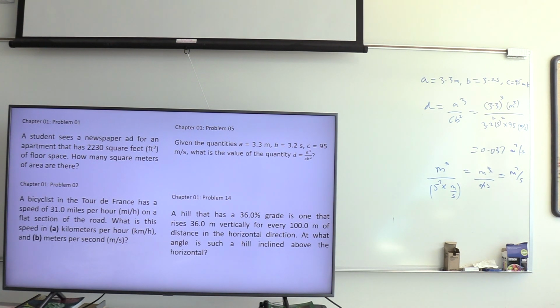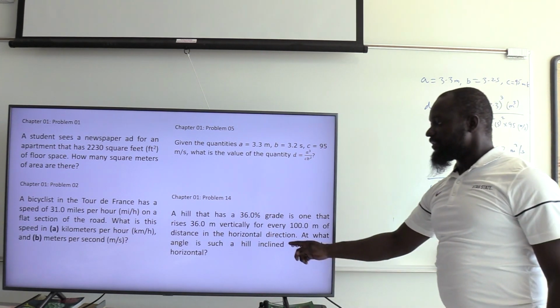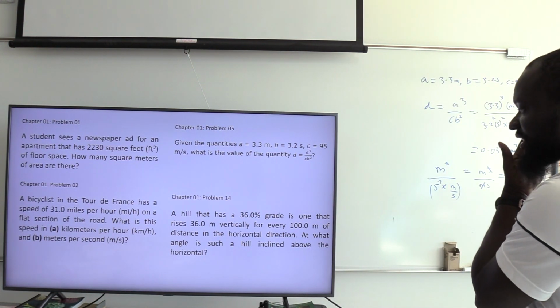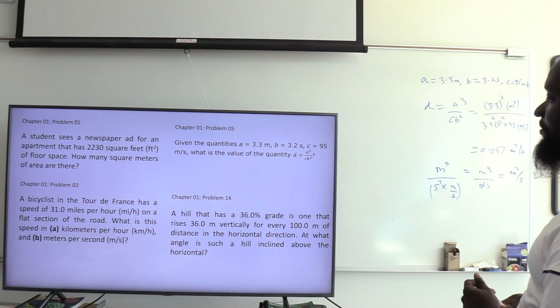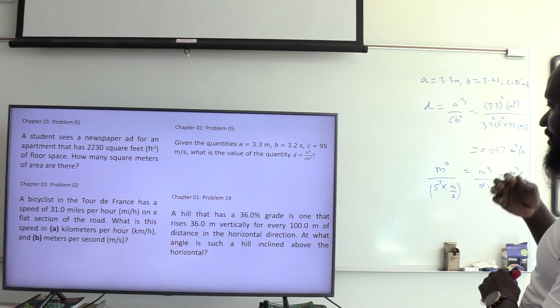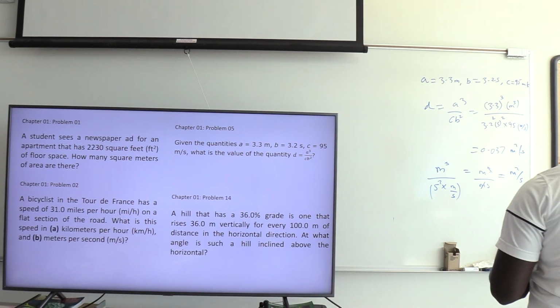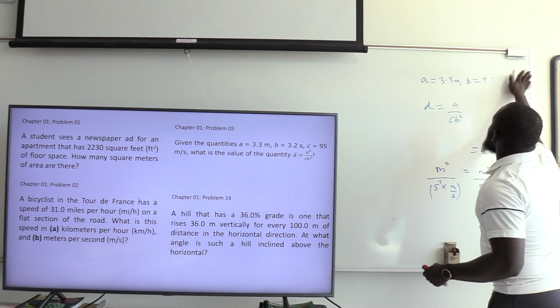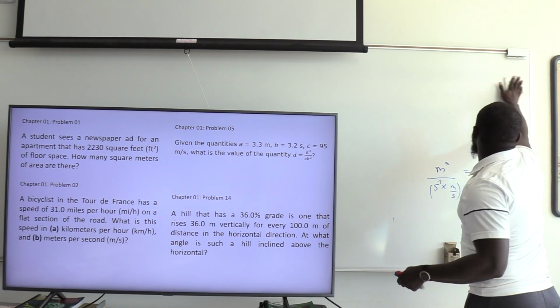Let's go to the next problem right now. That is this one here. A hill that has a 36% grade is one that rises 36 meters vertically for every 100 meters of distance in the horizontal direction. At what angle is such a hill inclined above? So they are just looking for an angle here. So let's do that really quick.